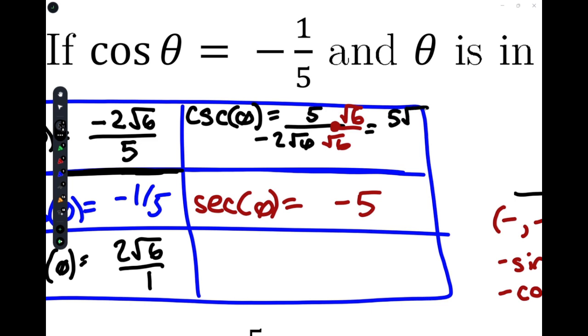So you end up with 5 root 6 on the top and negative 2 times 6, which is negative 12, on the bottom. But if you multiply by 2 root 6, you get a 4 on the bottom and a 10 on the top. You reduce it, you get to that answer.